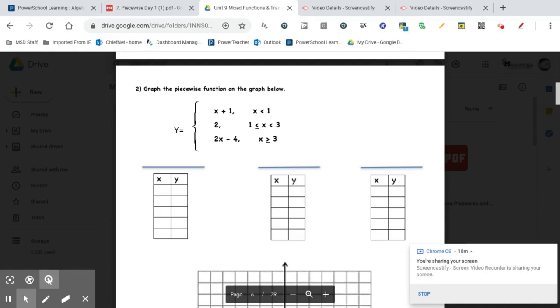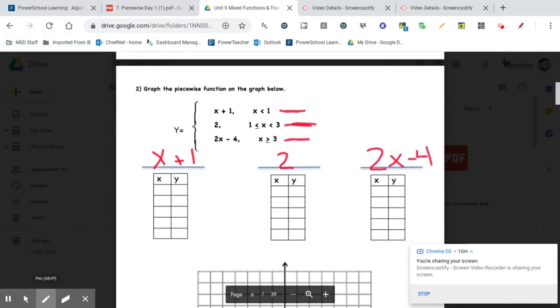Okay, I'd like you to go ahead and try number 2. Hopefully you see that we're no longer going to have 2 parts. We're going to have 3 parts or pieces. So we have this first one, this second one, and this third one. So the function x plus 1 with the domain x less than 1. We have 2 for the numbers between 1 and 3. And we have 2x minus 4 for the numbers that are greater than or equal to 3.